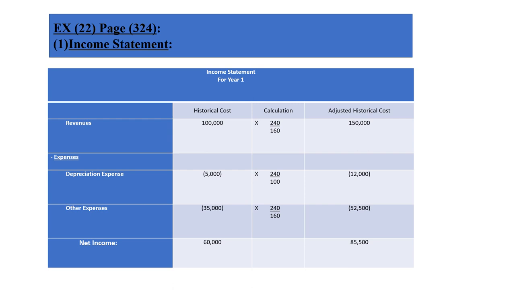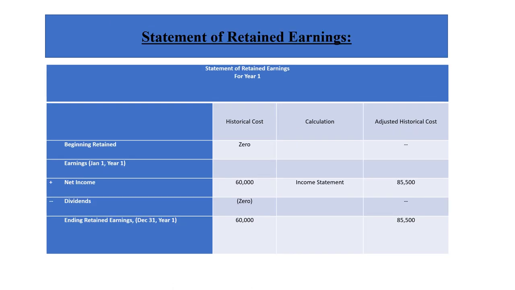Depreciation expense: the historical price index at the date of purchase of plant assets is not available, so we use the date of establishing the company, January 1st, year 1, which is 100. The results are 150,000, 12,000, and 52,500. Net income is 85,500.